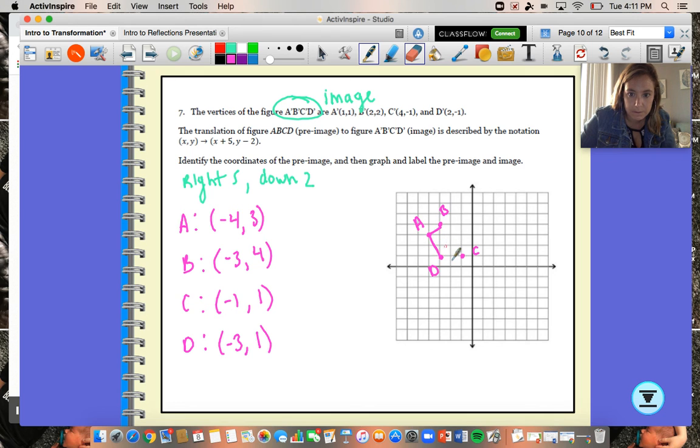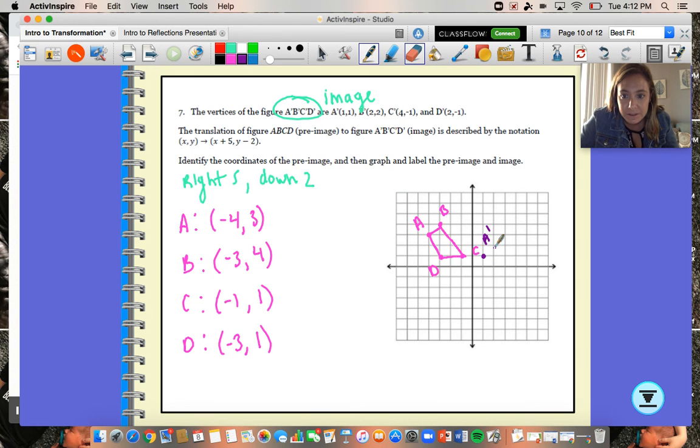Let's see. I'm curious if I graphed it right, but I don't know if any of you are yelling at me right now. It's okay. Okay, so A prime, 1, 1. There's A prime. Let's see if that makes sense. 1, 2. I went down 2. 1, 2, 3, 4, 5. Right 5. Oh, I did it. There's A prime. A prime, we're good.